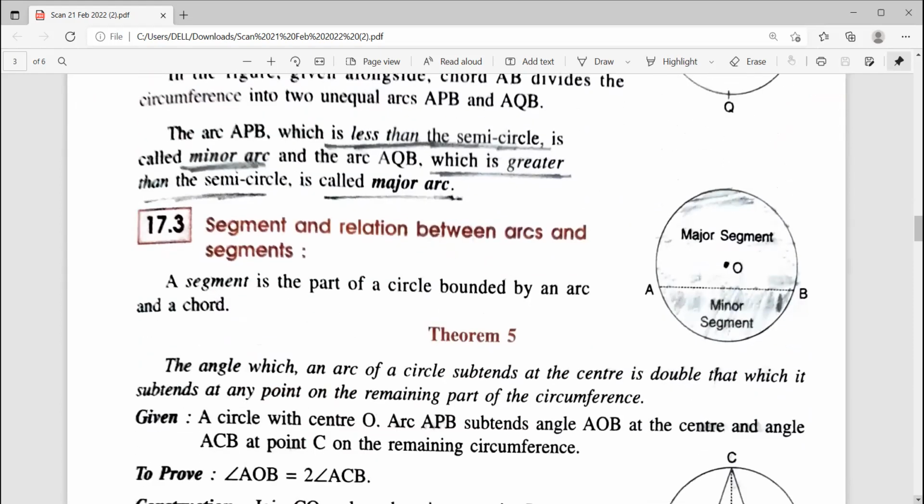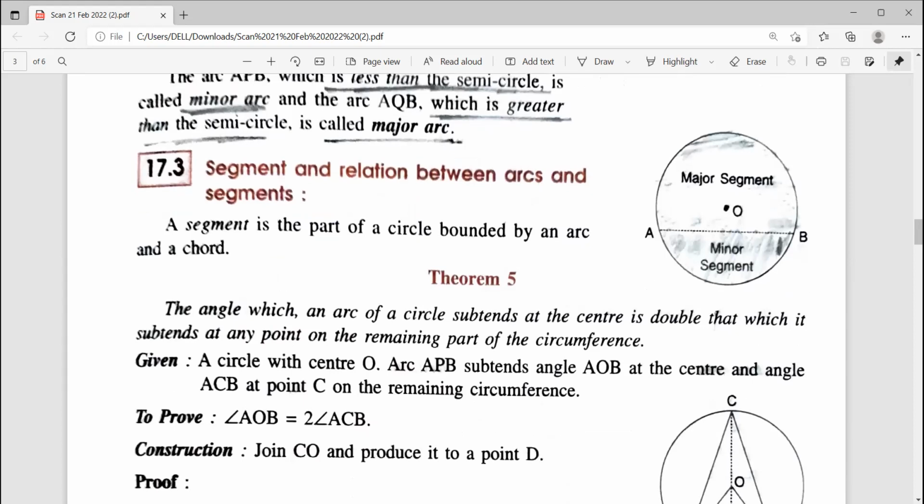Then we learned about the segment, a part of the circle which has as its boundary one chord and the arc. Like here, see, AB is a chord. So you consider AB as one boundary, and this arc as another boundary. So what you get is a segment. This one is the bigger segment, which is the major segment. So remember, a chord and the major arc will get you the major segment. The chord and the minor arc will get you the minor segment.